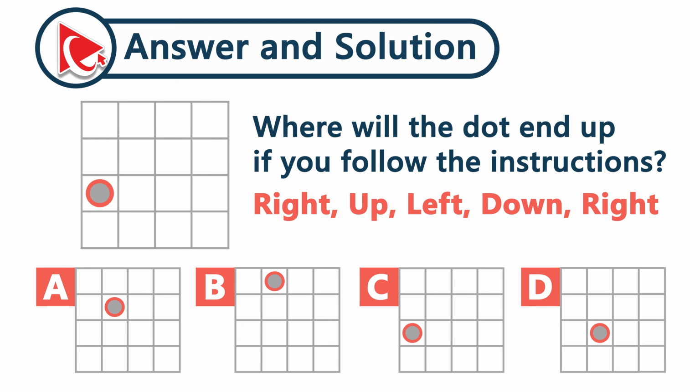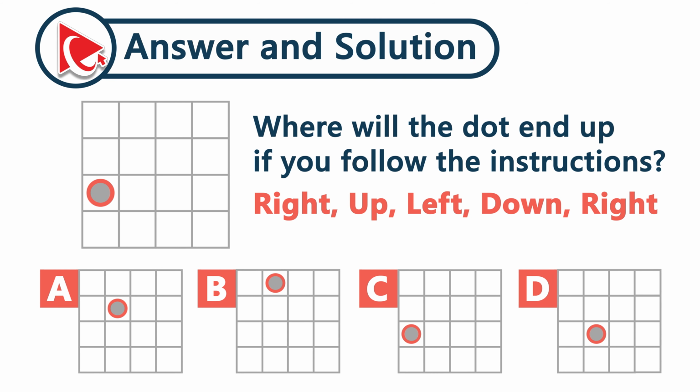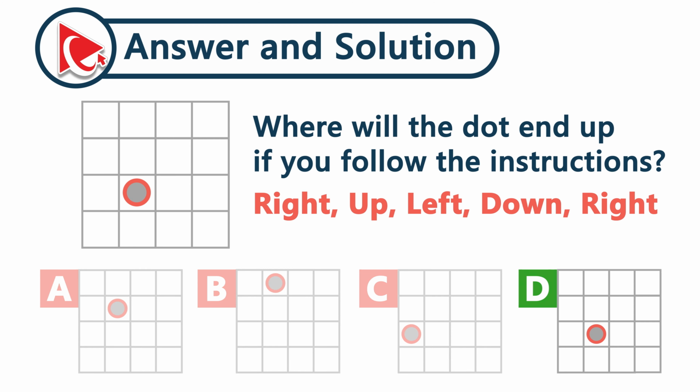Let's trace the path together. Make sure to stay sharp. Each move changes the outcome. Right, up, left, down, and right again. Is that where you ended up too? The final answer is choice D.